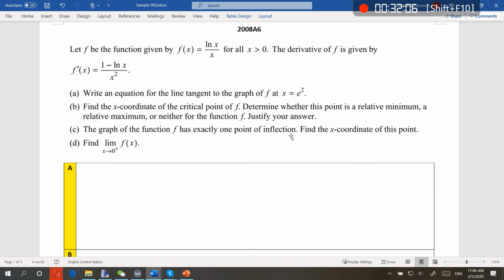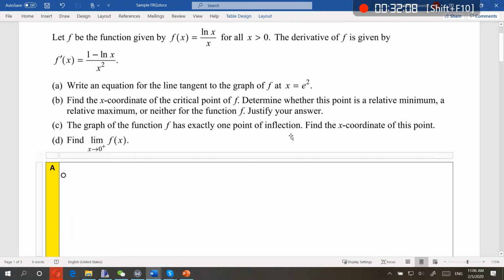I was told that we have this function, natural log x over x, which is true for all x greater than 0. I cannot plug in x equals 0 at all. The natural log of 0 is undefined. We can't have a natural log of a negative number. The derivative of f is given by f prime is 1 minus ln x over x squared. I want to write an equation for the line tangent to the graph of f at x equals e squared.